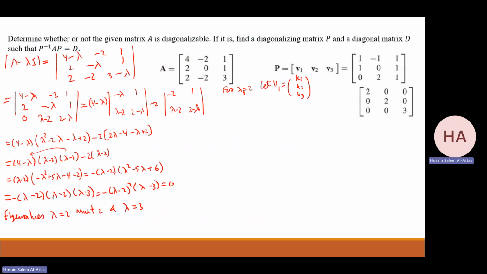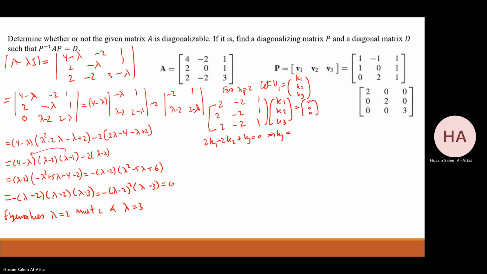So I have what? 4 minus 2, that will be 2. Minus 2, 1, 2. Minus 2, 1, 2. Minus 2, 1. So I have only one equation. That will be 2k1 minus 2k2 plus k3 equals 0. In other words, k3 will be what? k3 will be 2k2 minus 2k1. So I have two free variables. The free variables are k1 and k2.